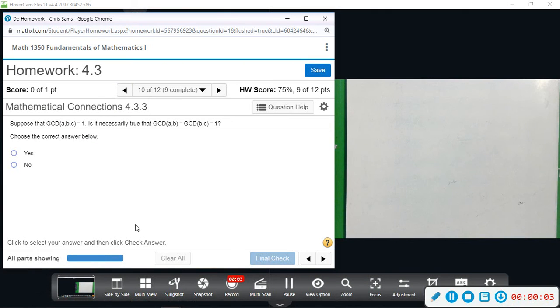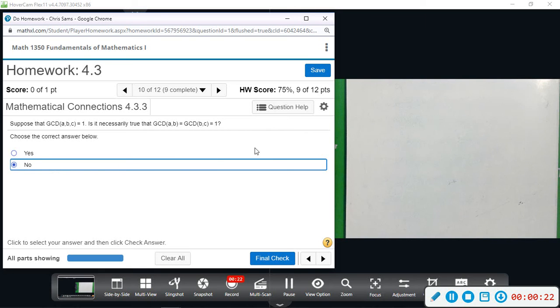Alright, number 10 says suppose the greatest common divisor of A, B, and C is 1. Is it necessarily true that the greatest common divisor of A and B equals the greatest common divisor of B and C, which is 1? No, that's not going to be true. We did work a problem earlier that had 3 numbers. The greatest common divisor between 2 of them was 3, but the third one was 1.